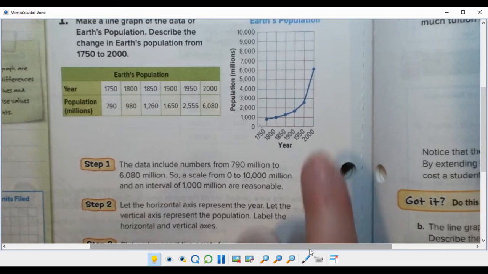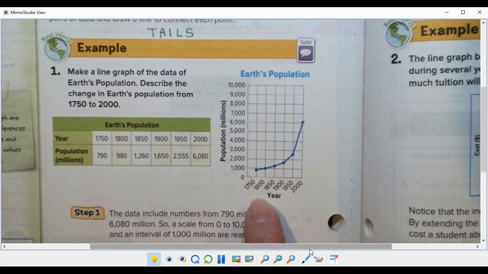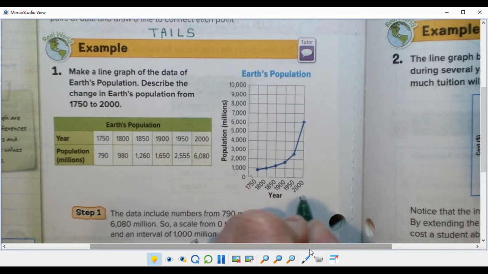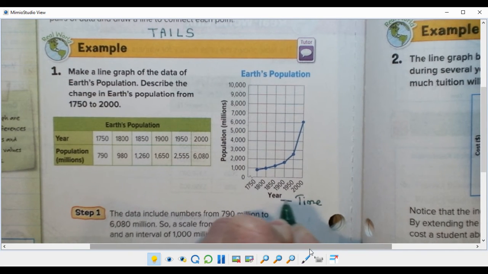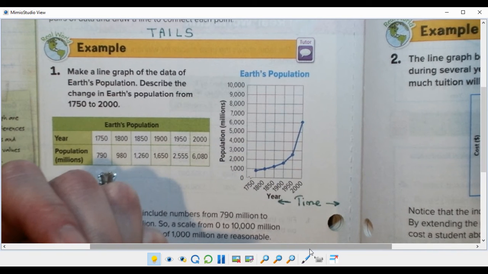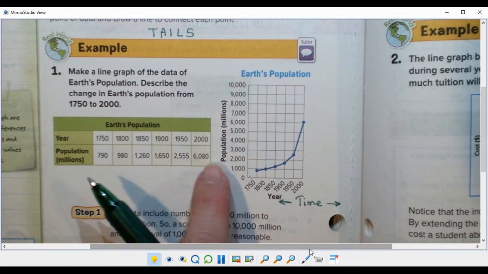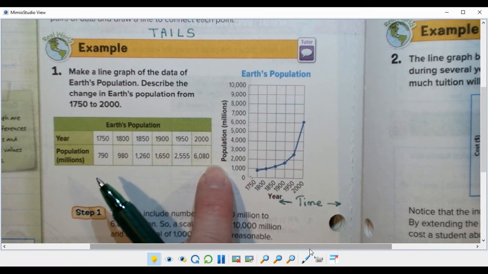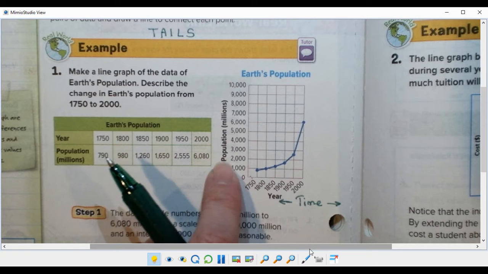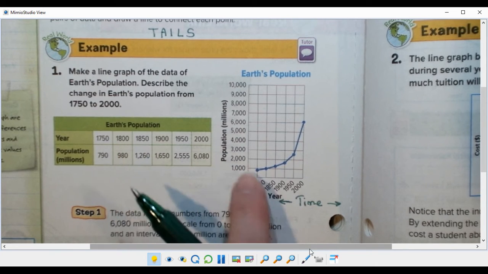So when I come down here and look at this example, okay, we've got a title. We've decided to put our year on the bottom. Time will always go this way. I can't say never. 99% of the time it will go on the bottom. You'll never have it go up and down. The y-axis over here is the population, and we've labeled it in millions. So it's not just 1,000, it's 1,000 million. Let that one sink in.